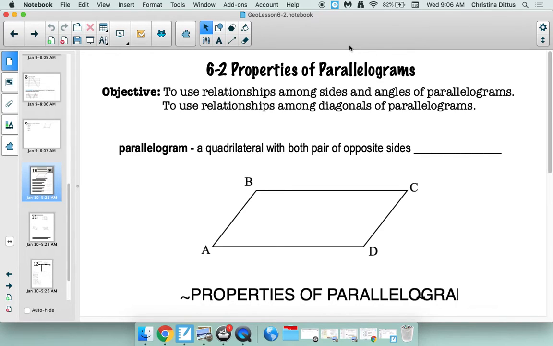What do you think the key word in parallelogram is? Parallel. So guess what? A parallelogram is a quadrilateral. What's quadrilateral mean? Four sides. So we got four sides, and both pairs of opposite sides are parallel.